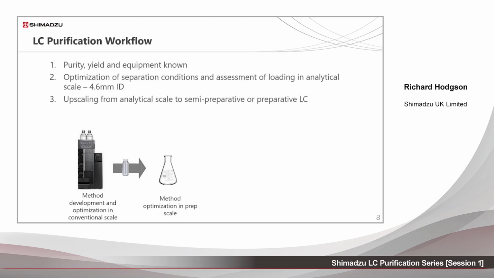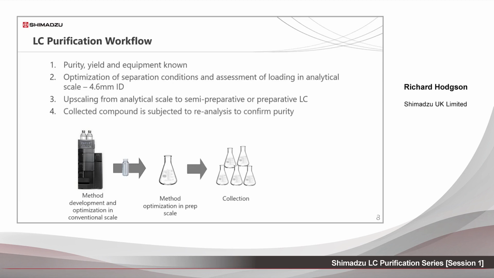Step 3. Use this information to scale to semi-preparative or preparative LC. You can calculate the number of injections likely to be required, amount of solvent used, and the time it will take. Not everybody will need to scale up, however. As you'll see in the next session, not everybody needs to use large-scale columns. Step 4. Once you have run all your injections, the collected compounds are typically re-analyzed to confirm purity.